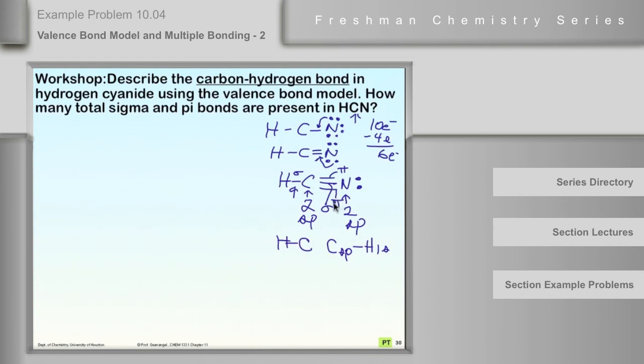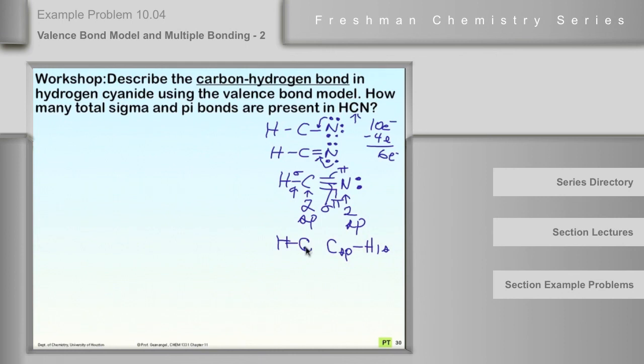Other questions? Okay. Question? Yes, go ahead. Would it be necessary to say 2sp? Or is it just sp? No, no. You don't have to give the principal quantum number for it. Just sp. That's all you need.